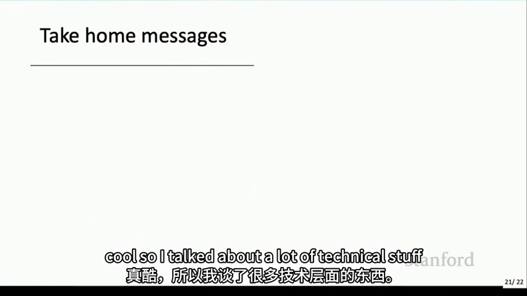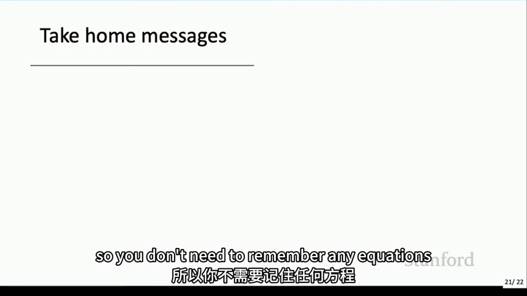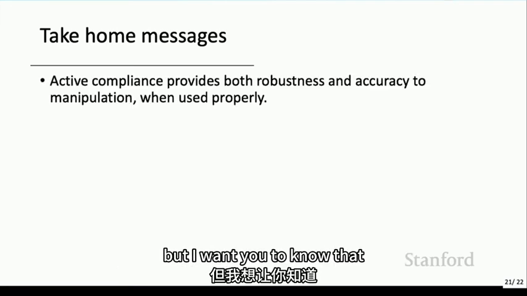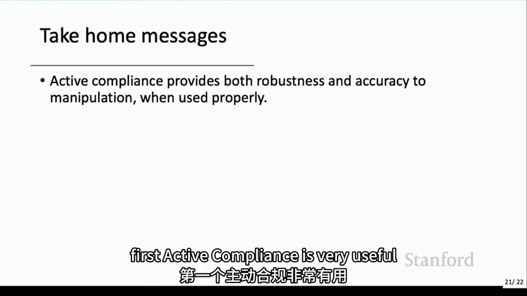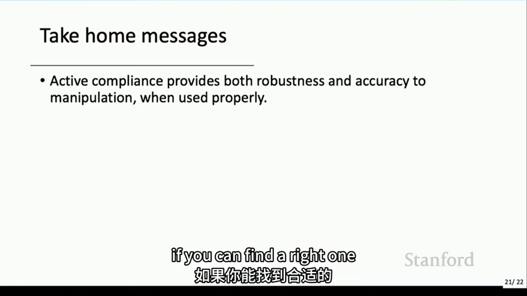Cool. So I talked about a lot of technical stuff. The take-home message I hope to convey today is actually very simple. You don't need to remember any equations or weird figures that I mentioned, but I want you to know that first, active compliance is very useful to provide both robustness and accuracy to manipulation if you can find the right one.